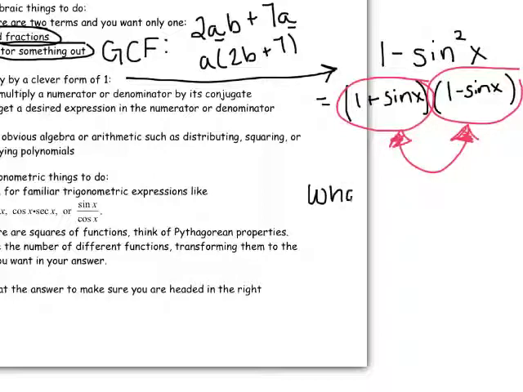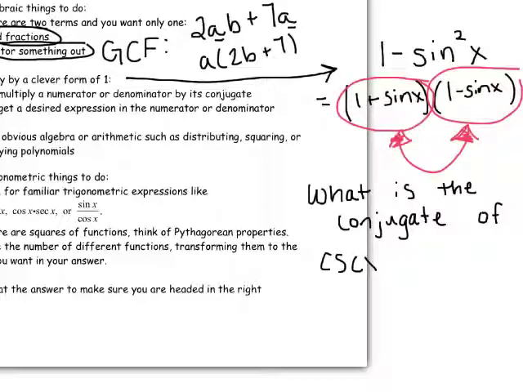What is the conjugate of cosecant x minus 1? Well, the conjugate would be the other difference of squares. So since this is the minus 1, you'd have to have the plus 1. So this is the answer to the question I asked, cosecant x plus 1.